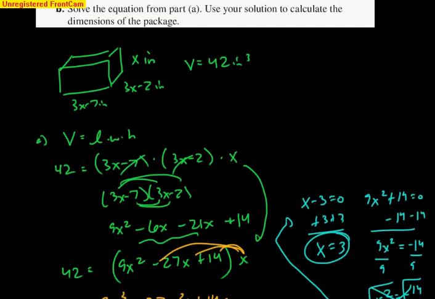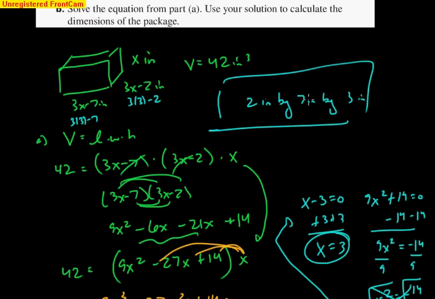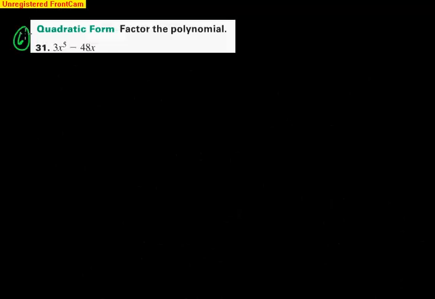So if x is 3, we go back to the top, plug in 3. 3 times 3 minus 7, that's 9 minus 7 is 2 inches, by 3 times 3 is 9, 9 minus 2 is 7 inches, by, and then the height is just x, so that's 3 inches. And 2 times 7 is 14, times 3 is 42, and that works out. So make sure you know how to do this problem. It's very important. A lot of steps, I know. Take your time, you'll do fine.